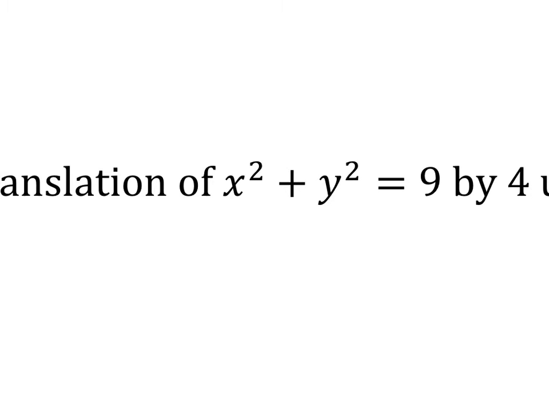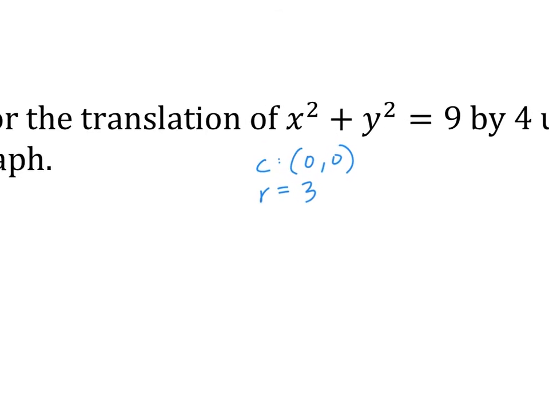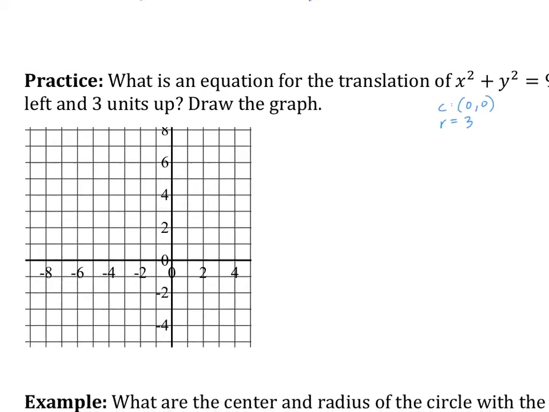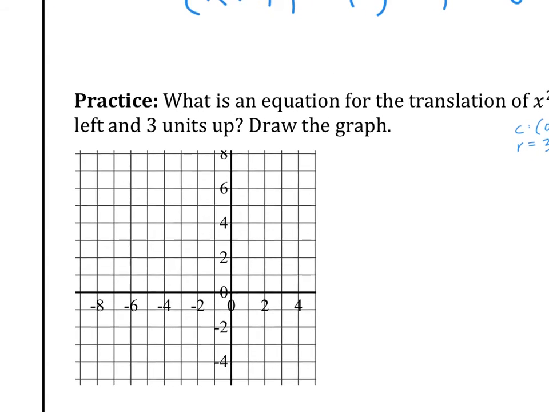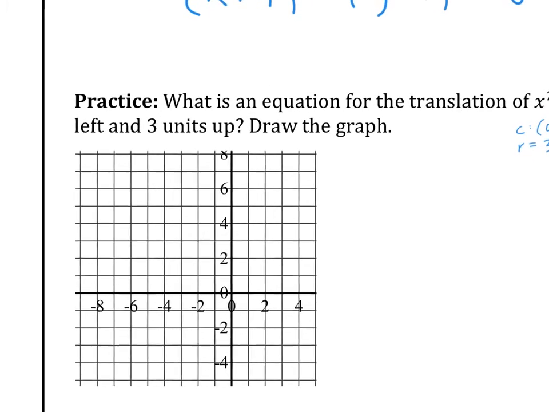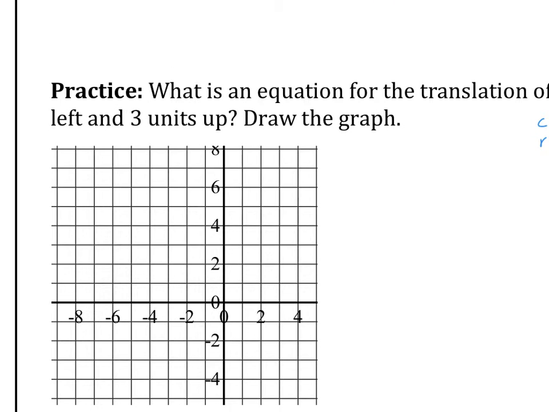Where is the center? Okay, good. Center is 0, 0. And then what is the radius? 3. Because square root of 9 is 3. Okay, we are going to take this circle and move it to the left by 4 and 3 units up. So it was at 0, 0. We're going to move it to the left 4 and then up 3.